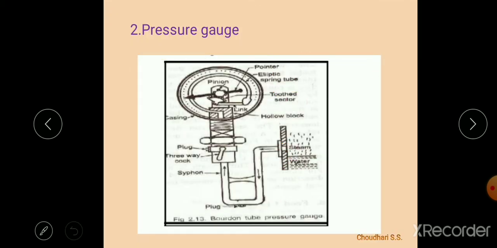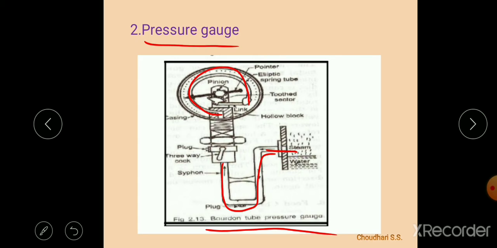The second boiler mounting is the pressure gauge. As the name indicates, steam pressures are high, like 80 bar or 150 bar. In that case, we should know the pressure of the steam inside the boiler. As indicated, a Bourdon tube pressure gauge is used. This is connected to the steam side of the boiler, so steam flows inside these tubes. This is the elliptical tube provided.